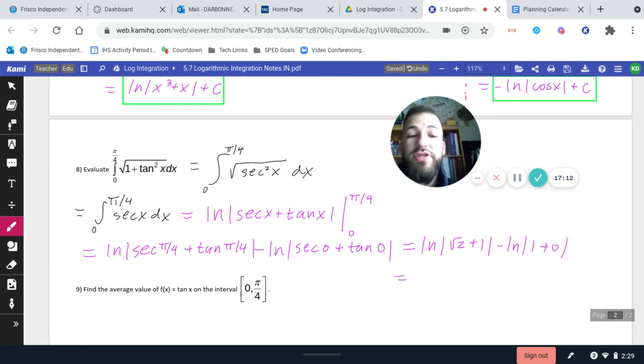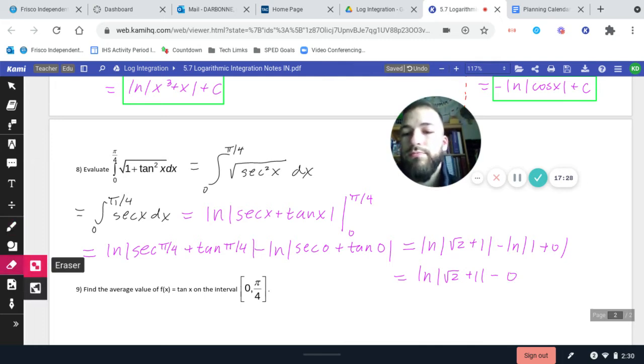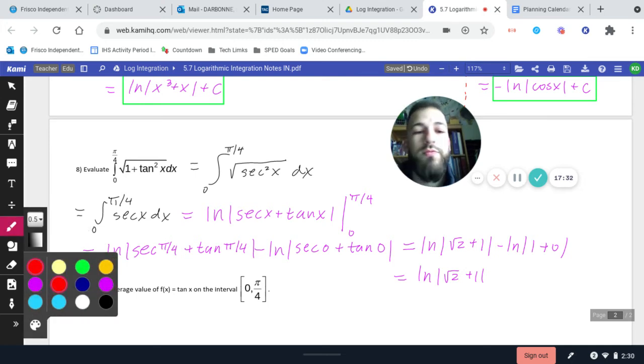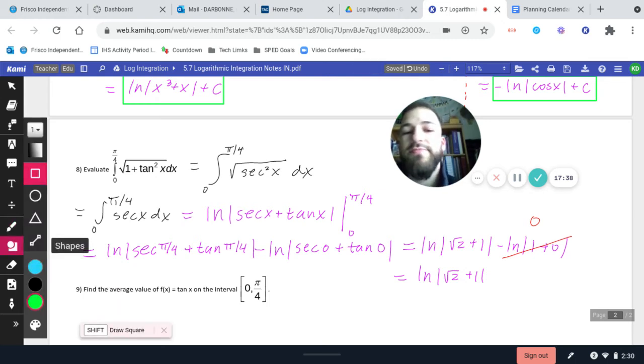So this is equal to the natural log of the absolute value of root 2 plus 1 minus, all of this right here is just the natural log of 1. And if you know anything about your natural logs, the natural log of 1 is just equal to 0. Which will save ourselves an extra writing step, because this is just equal to 0. So minus 0 is just what I got left.